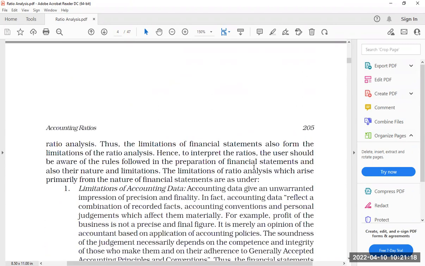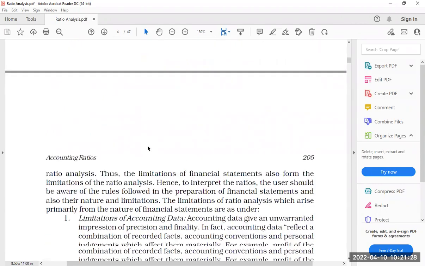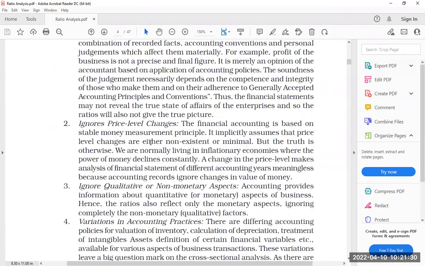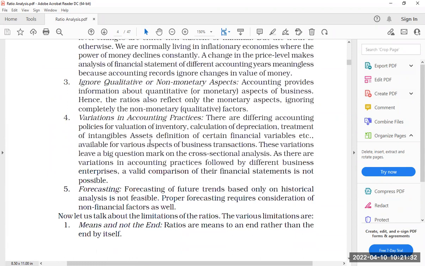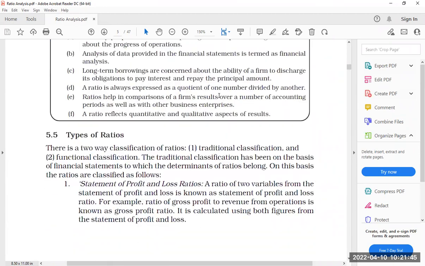Let us come to the limitations. I already told you one of the limitations: you have to use this tool carefully. It may mislead if you just use it as a number. You have to take the qualitative aspect also into the picture. That's what is mentioned over here. See, it ignores qualitative and non-monetary aspects when it is analyzed. It's taking only numbers. Okay. So this is about the introduction.